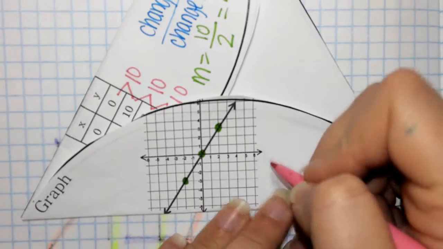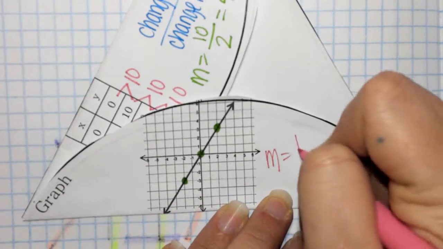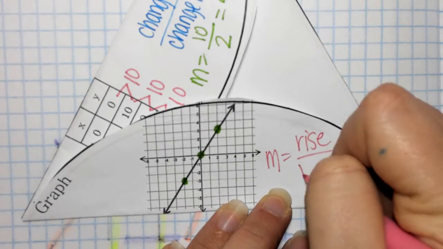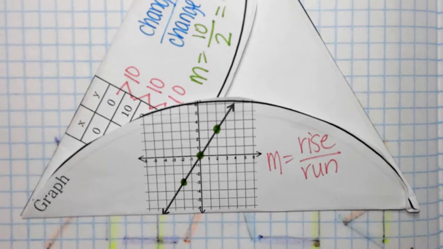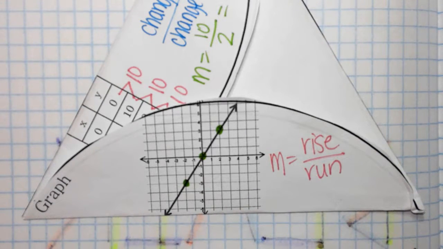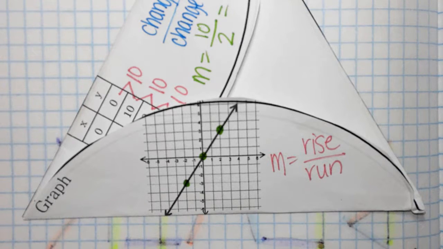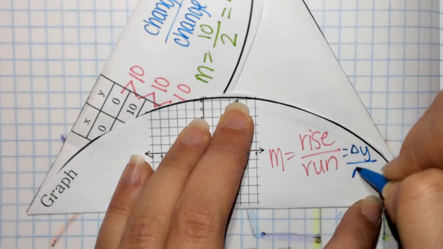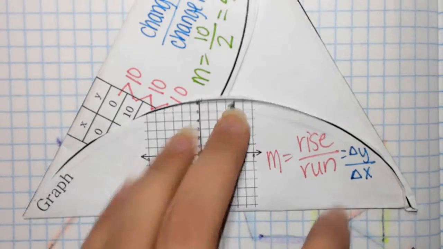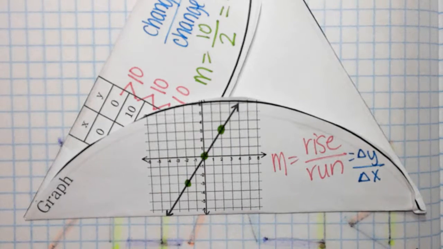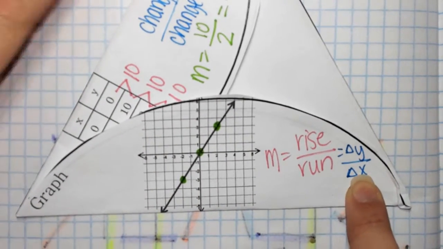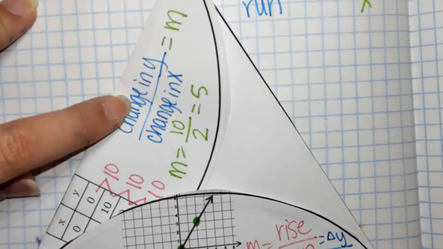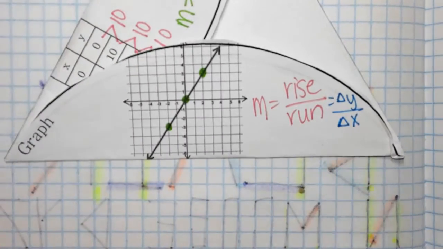So on our graph, our slope, which is m, is rise divided by run, which is still the change in y divided by the change in x. Now, there's a fancy way to write the change. It's a triangle. That's called delta. So this means the exact same thing as what we just did in our table. We're just finding the difference. That's it.